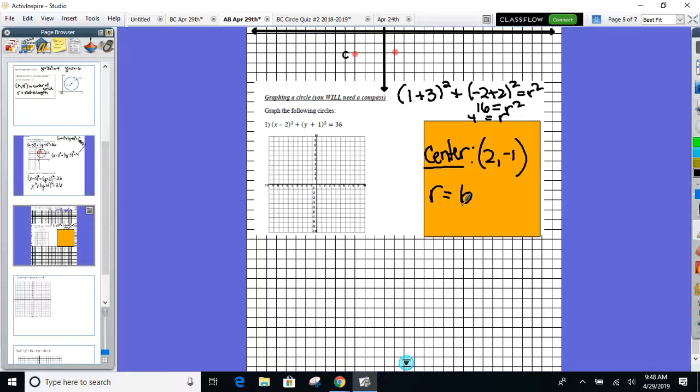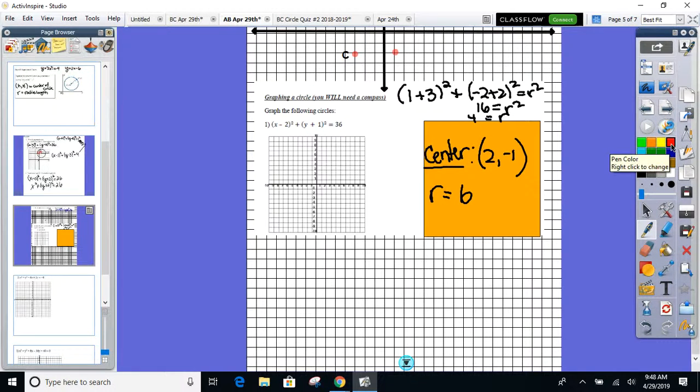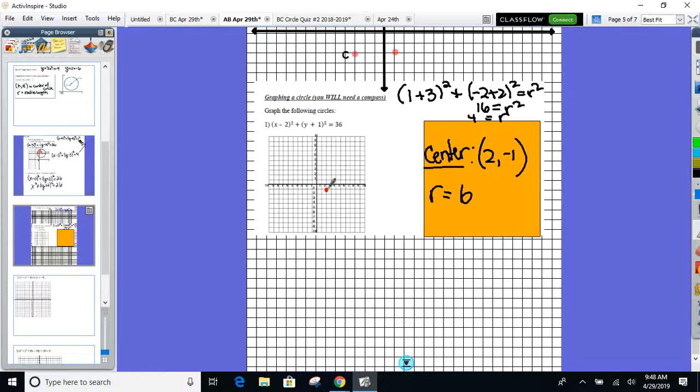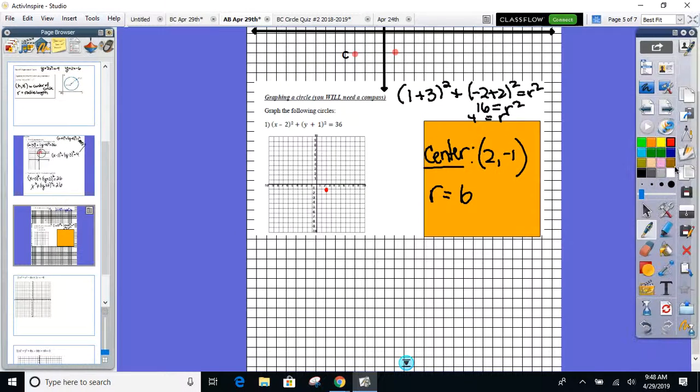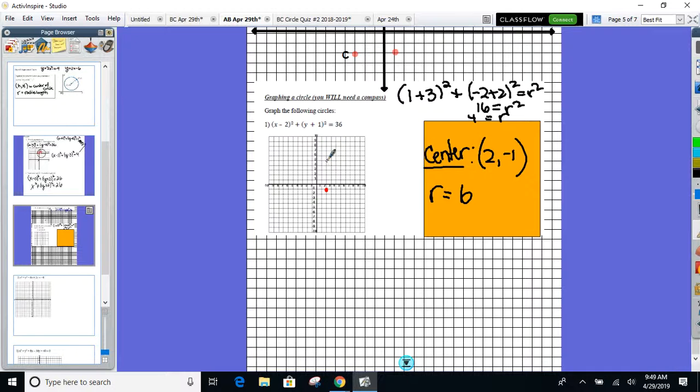All right, so how do I graph it? Graph the center. 2, -1. And then I know the radius is 6. What's your suggestion here? Because I don't want to tell you how to do this next part. I know the radius is 6. So what can I do for my center point here? Any suggestion? I can count up 6, right 6, down 6, left 6, whatever floats your boat. 1, 2, 3, 4, 5, 6.